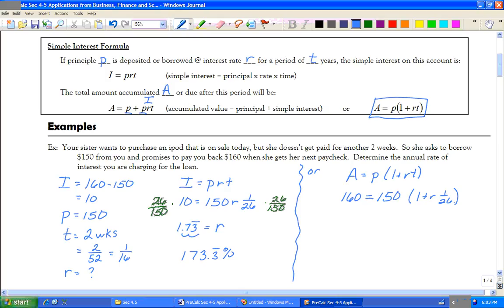And again, we're just going to solve this, so divide both sides by 150. We get 1.06 repeating is equal to 1 plus r over 26. Subtract 1 from both sides, and then multiply both sides by 26, and we end up with the same answer. r is equal to 1.73 as a decimal, so 173.3%.